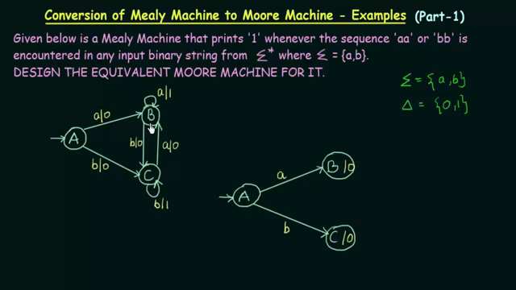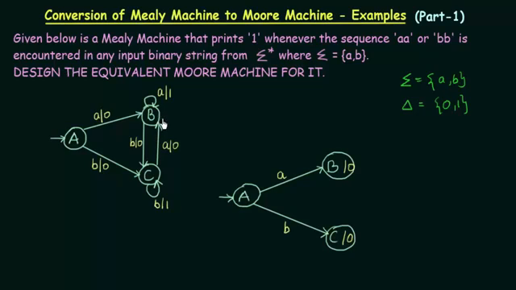So now let's come to state B. B on getting input small a, where does it go? It goes to B itself, and it gives the output 1. So if I send B to B itself over here, on getting this input small a, I have to associate this output 1 to B over here. But I cannot do that. Why? Because I already have an output that is 0 associated to this state B over here. So I cannot do this.